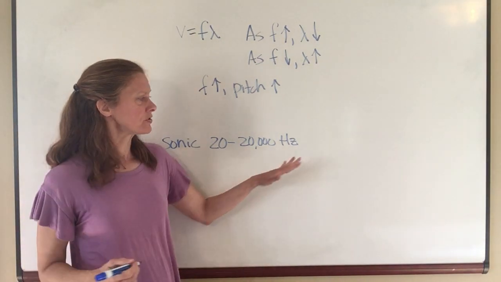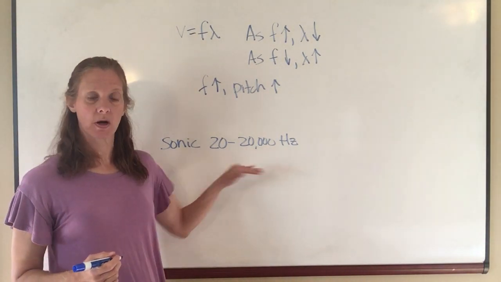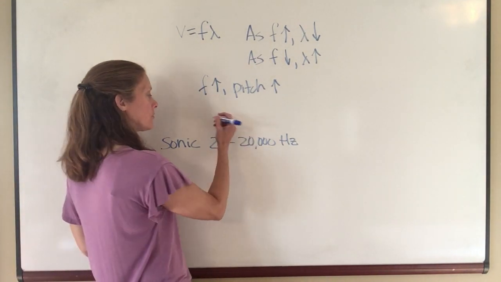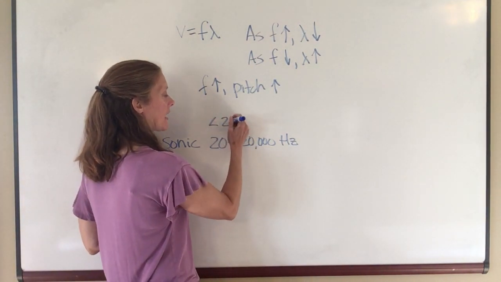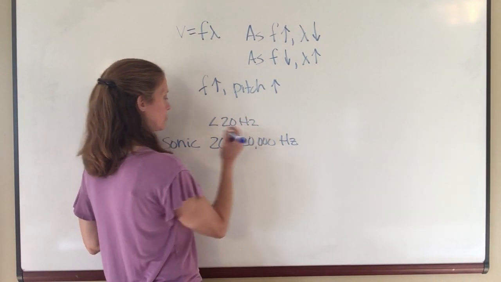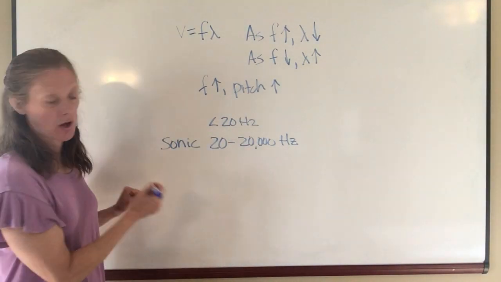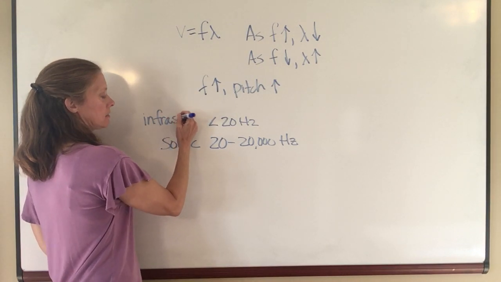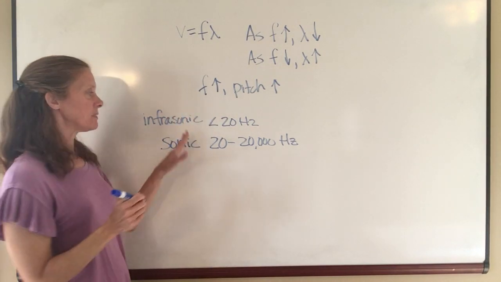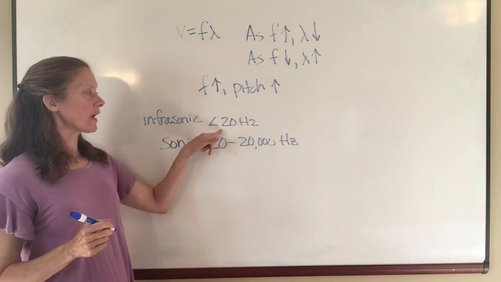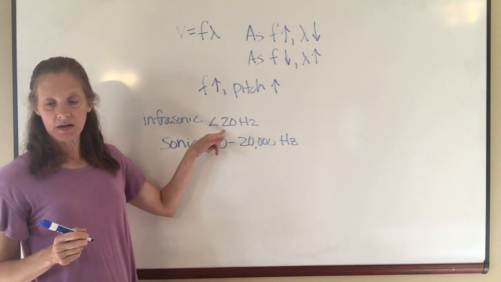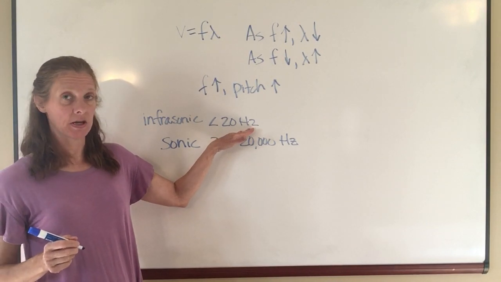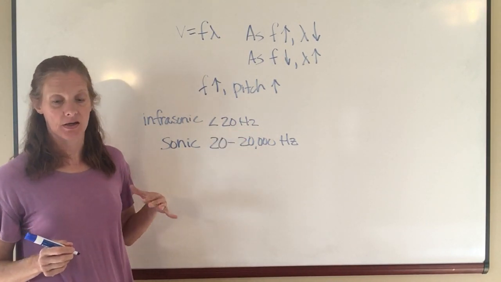And so the frequencies that we hear are going to fall somewhere in this range. Frequencies that are lower than this, so that means they're going to be less than 20 hertz, are called infrasonic, I-N-F-R-A, sonic. So that means these are lower than what we're able to hear. And some animals are able to hear these sounds even though we can't hear them.